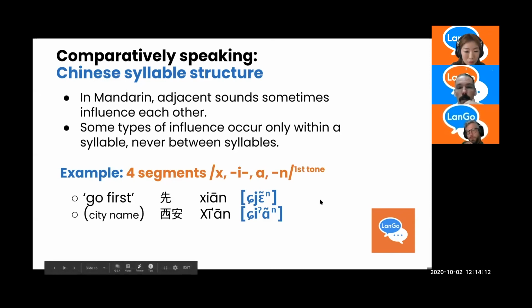In the next example, we can have these same underlying segments in two syllables, sounding like this: Xi'an, which is a place name. It was one of the ancient capitals of China. So again, for contrast, xian, when these four sounds are together in one syllable, versus Xi'an, spread across two.